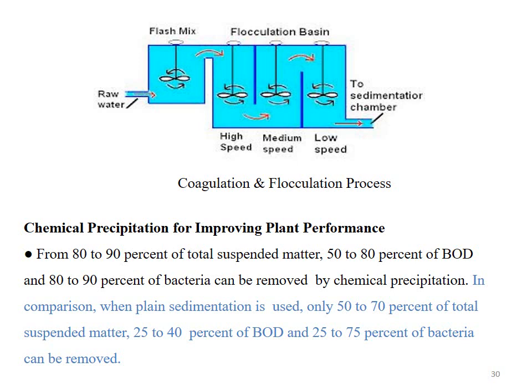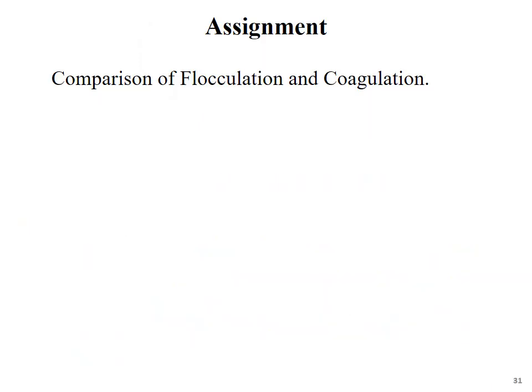So this is the advantage of the chemical precipitation method over other conventional methods for the treatment of wastewater. And this is an assignment for the students. Students will have to study flocculation and coagulation, and then design a comparison between flocculation and coagulation. In this comparison, they will have to differentiate these two terms, and they will have to provide any similarities between these two terms as well.